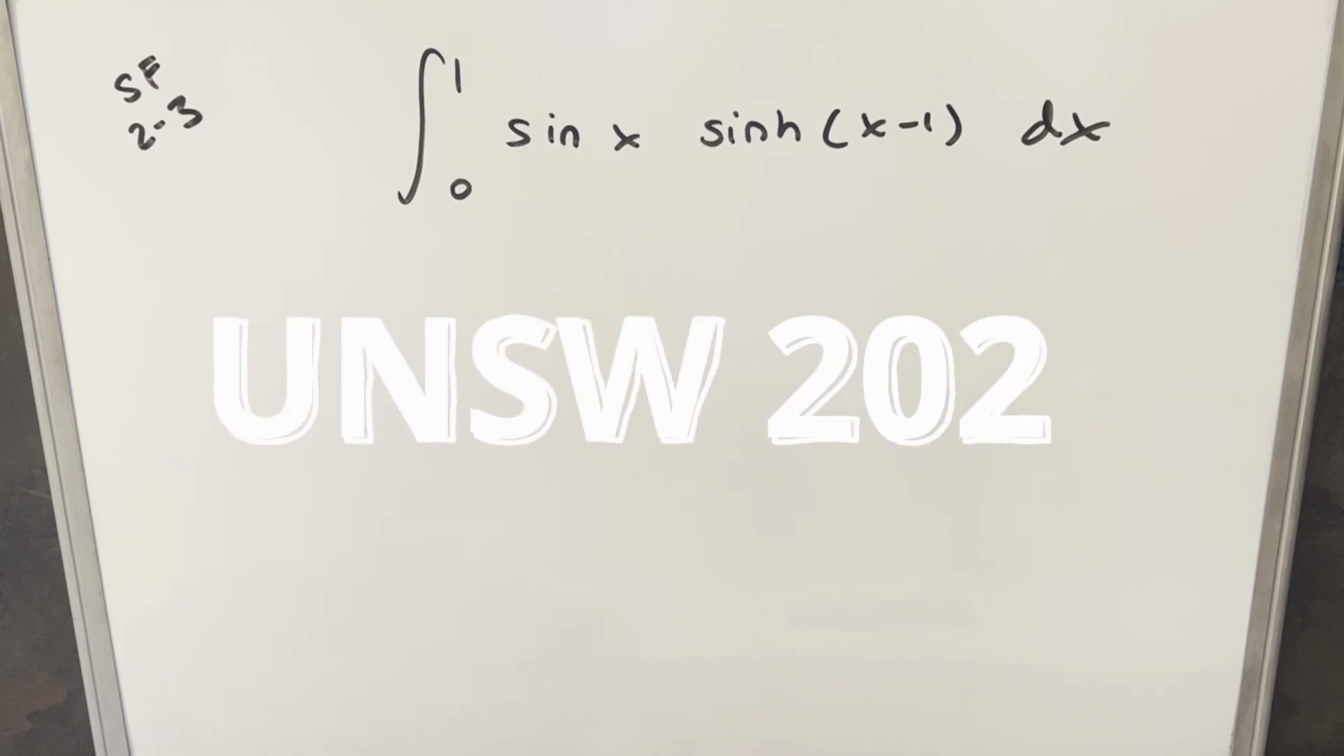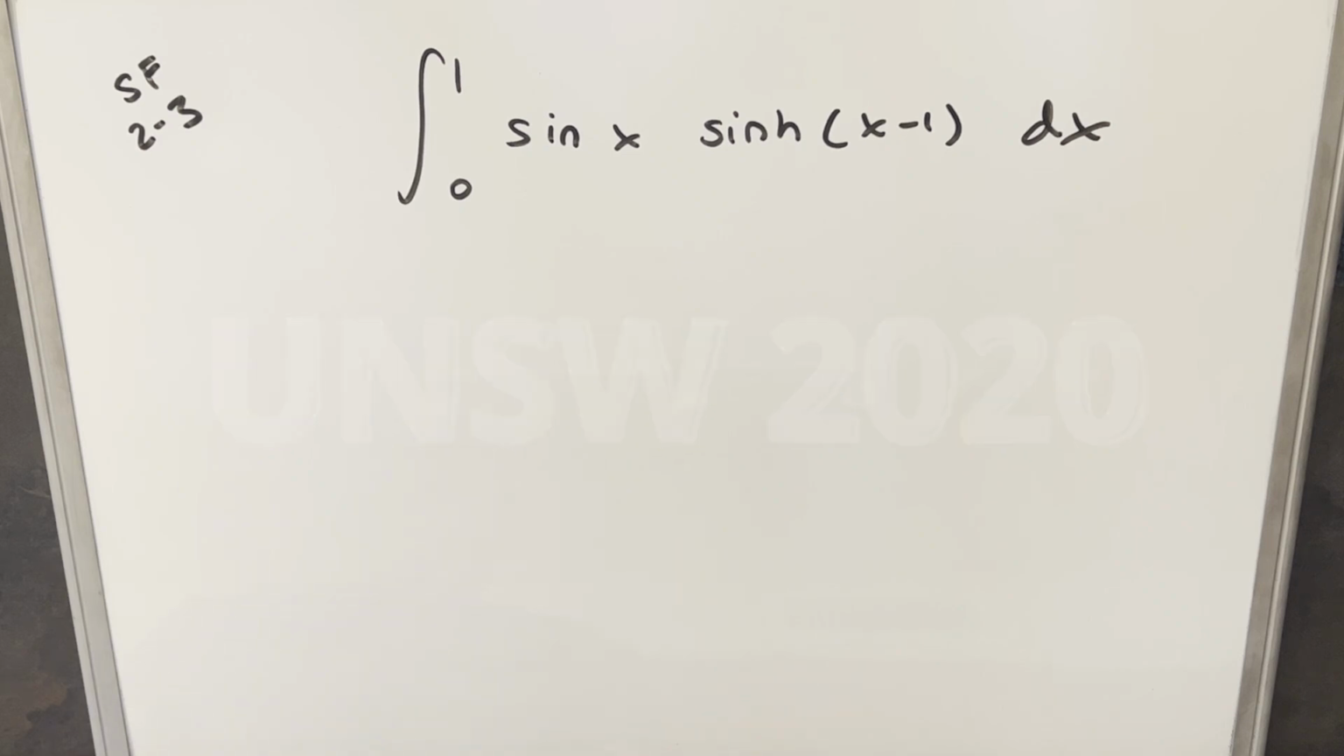Okay, we have here today a pretty interesting integral. This one's from the UNSW Integration Bee 2020 semifinal round 2 problem 3. We have the integral from 0 to 1 of sin x sinh(x − 1) dx.